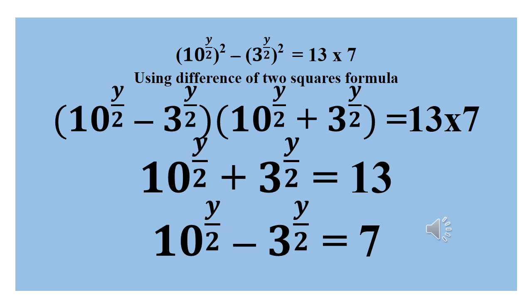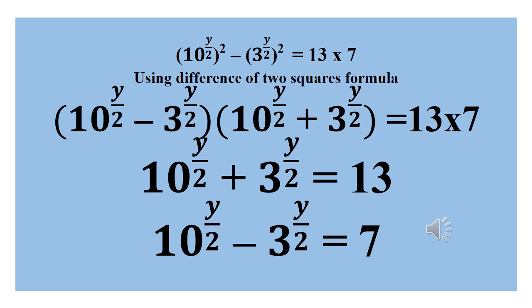Then we can take them one by one and equate them to 13 and 7. Since 10 raised to power y over 2 plus 3 raised to power y over 2 is greater than 10 raised to power y over 2 minus 3 raised to power y over 2, we equate the plus one to 13. Then the second one, 10 raised to power y over 2 minus 3 raised to power y over 2, we equate it to 7. The reason is because the plus sign gives the greater value, and that's why we do that.